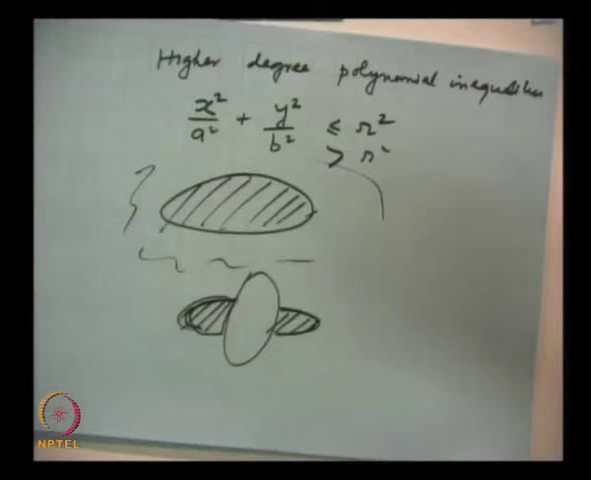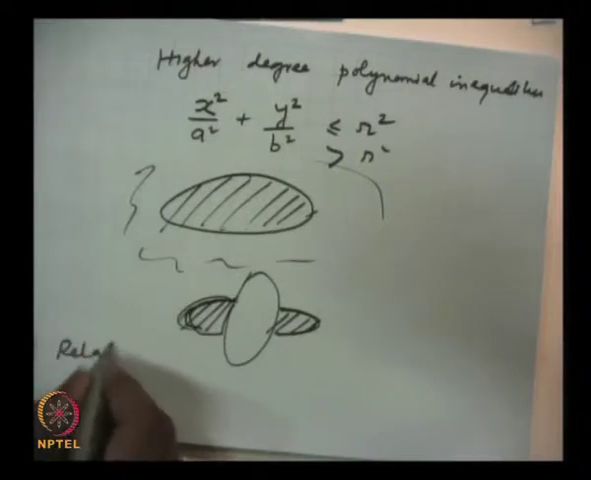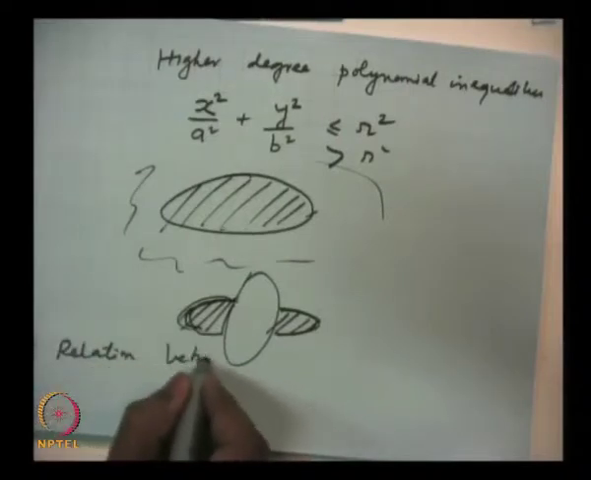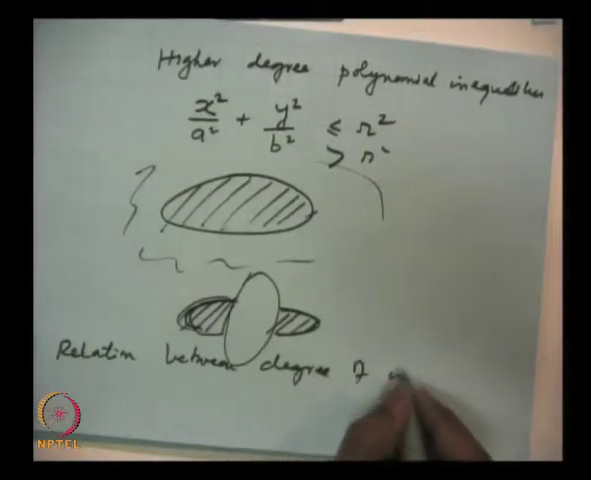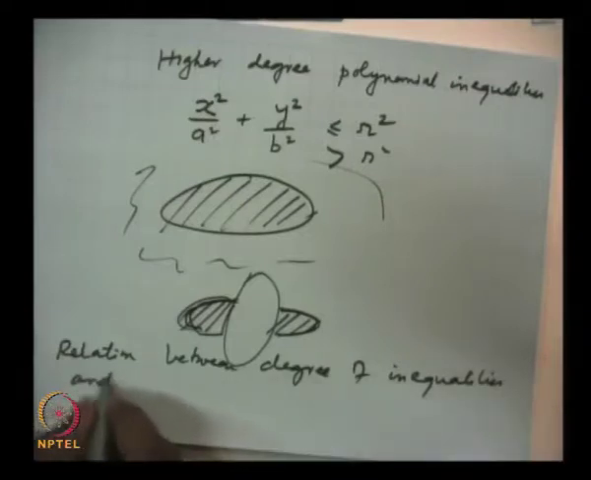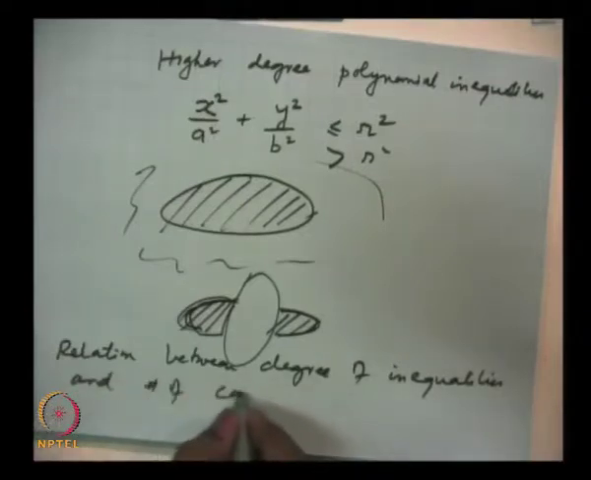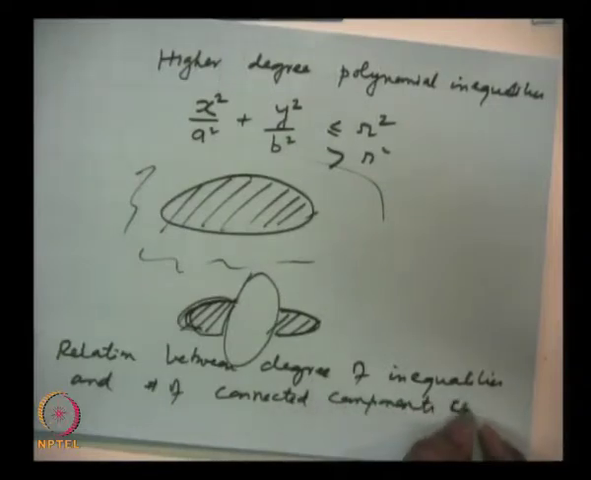But what people have managed to do is that there is some kind of relation between the degree of inequalities and the number of connected components corresponding to a node.